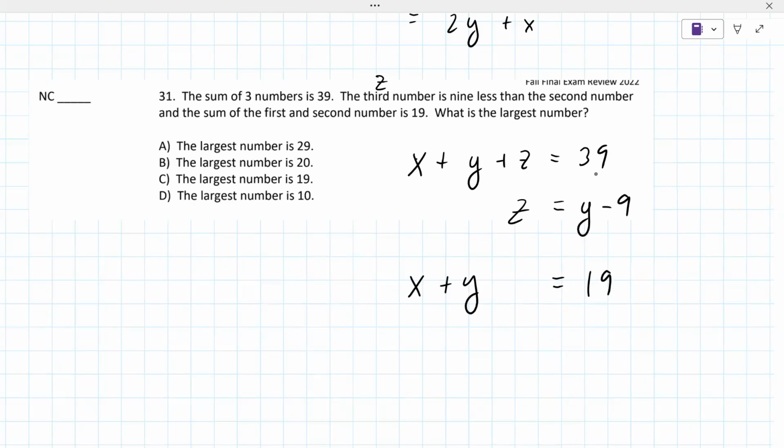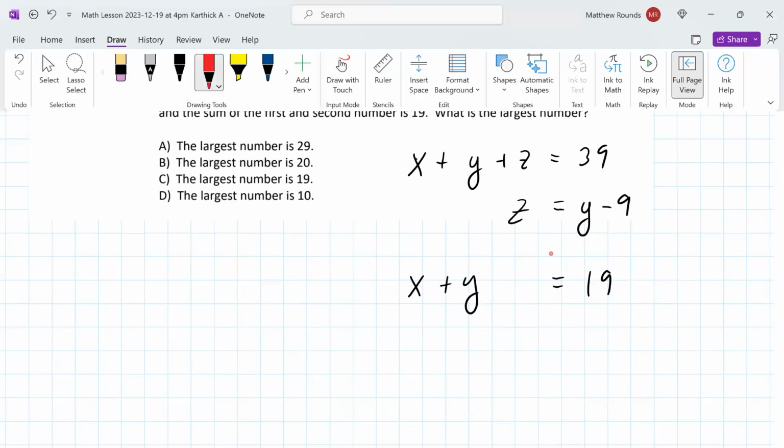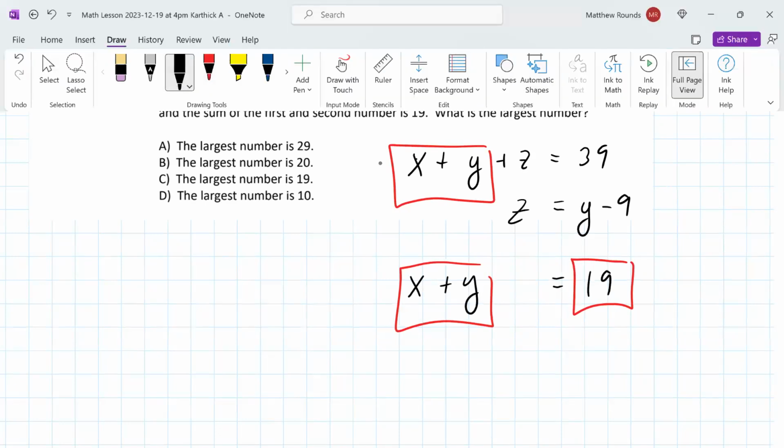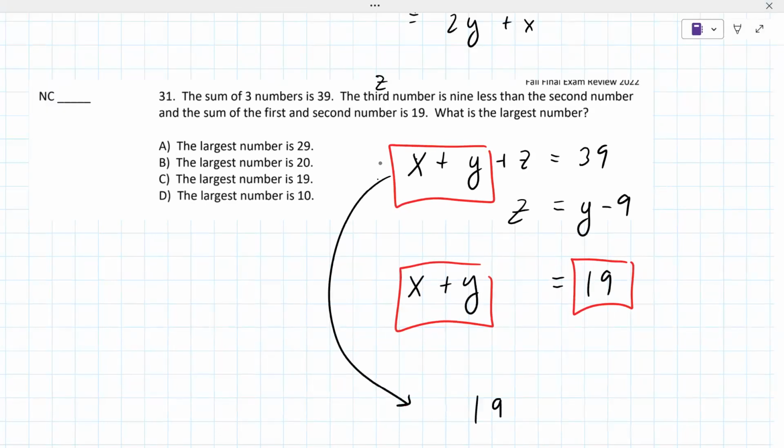Now, sometimes we overcomplicate this. I mean, until you've been doing this forever. But x plus y is right here. You can put 19 in for that. So it becomes 19 plus z equals 39. z equals 20.